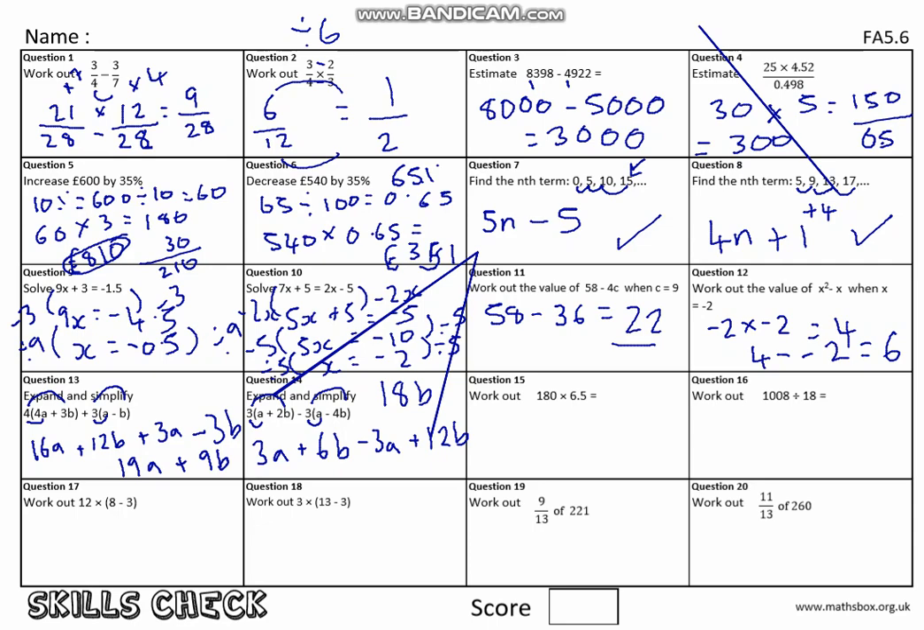Okay, moving on then. So we've got 180 times 6.5. So we're just going to do this as some standard multiplication, but I like to get rid of the decimal and then put it back in later. So I'm going to times this side by 10 to get 65, and I will just remember to divide my answer by 10 at the end, okay? So that means I'm doing 180 times 65.